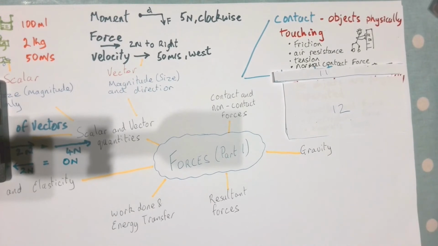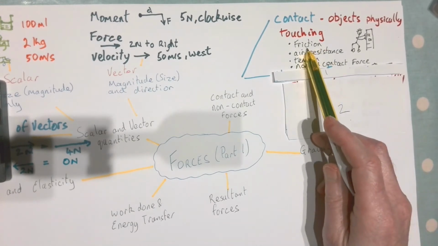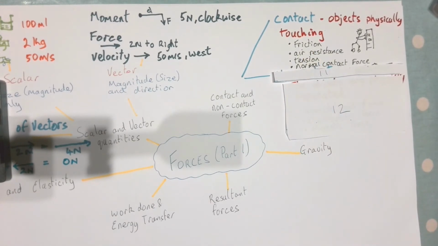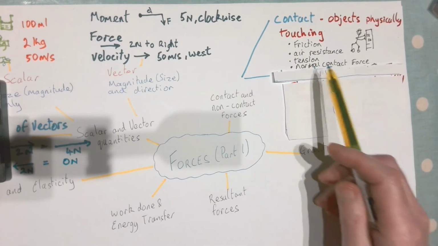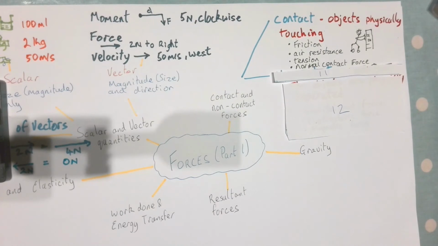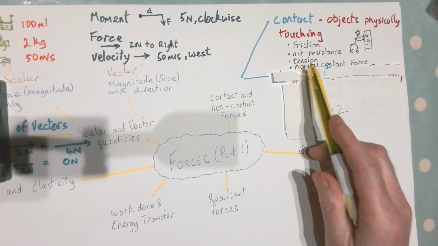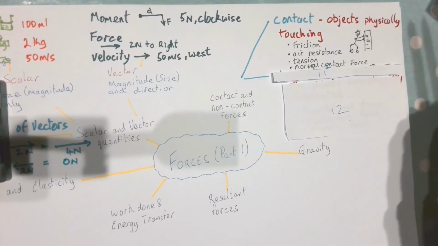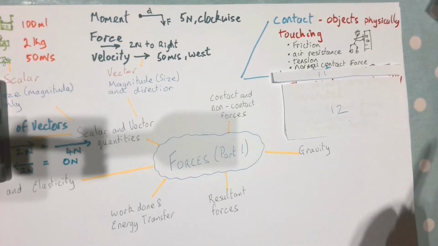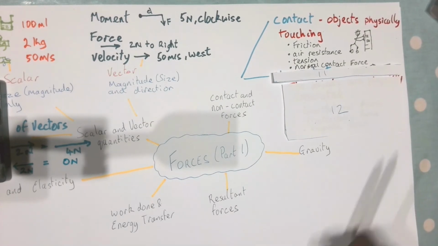So examples of contact forces: friction, 2 surfaces rubbing against each other; air resistance, an object moving through air. You could also have water resistance, an object moving through a liquid. Tension, which is any pulling force. So you pull in a tug of war, you pull an object towards you, you physically have to make contact.